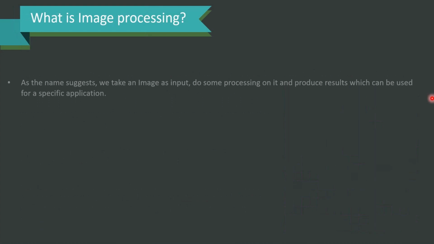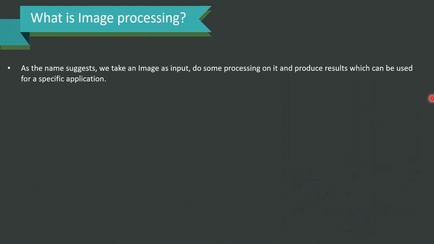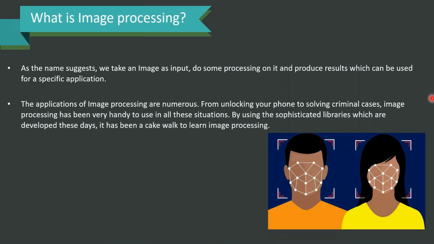What is image processing? As the name suggests, we can take an image as the input, do some processing on it, and produce results which can be used for a specific application. The applications of image processing are really plenty. From unlocking your phone to solving criminal cases, image processing is very handy and very useful.